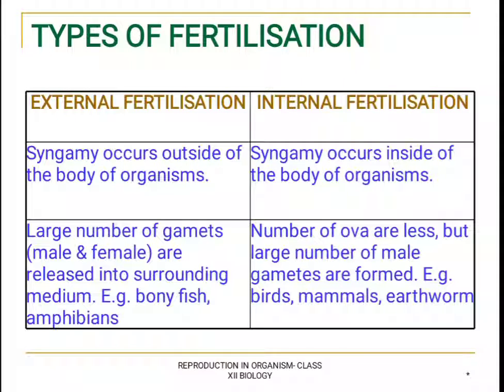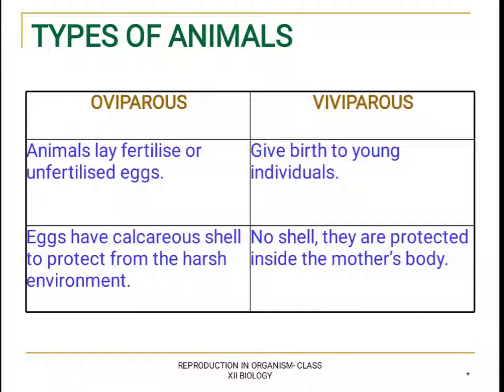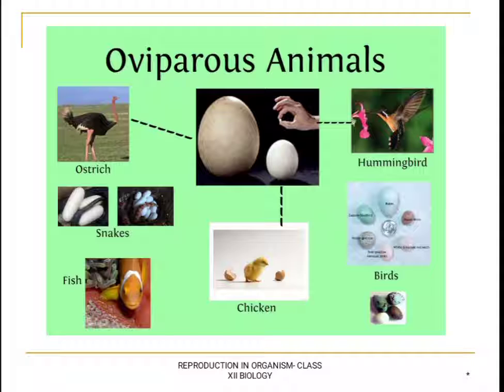So, external and internal fertilization we have already completed. Oviparous and viviparous also we have completed. These are the examples of the oviparous organisms.